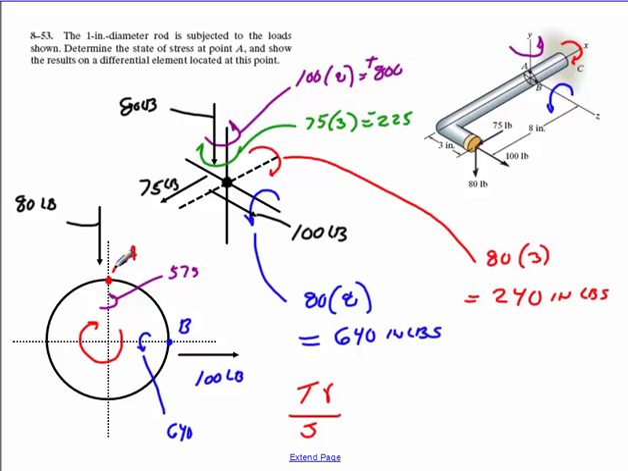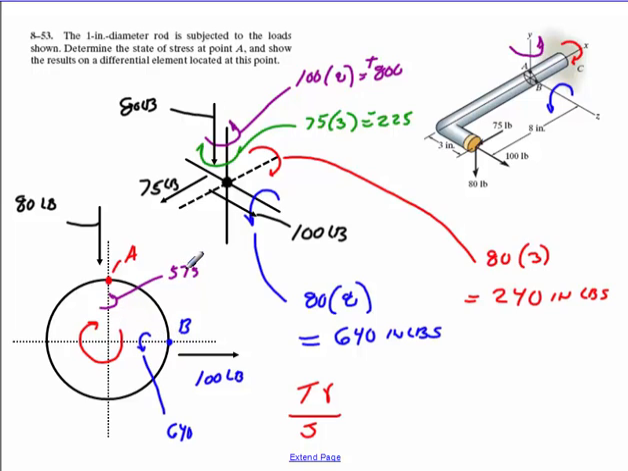Now let's think about what I would do regarding B. If I was going to find the stress at B, and let's talk about just tension, I would have the P over A, the 75 divided by the entire cross-sectional area. But now when I do my moments, I ignore the 640, because this cannot create any bending stress at B because there's no C value here.